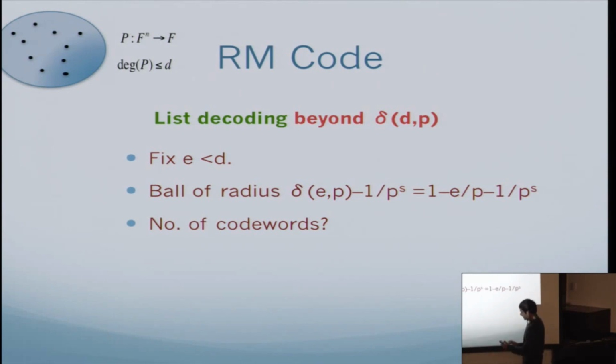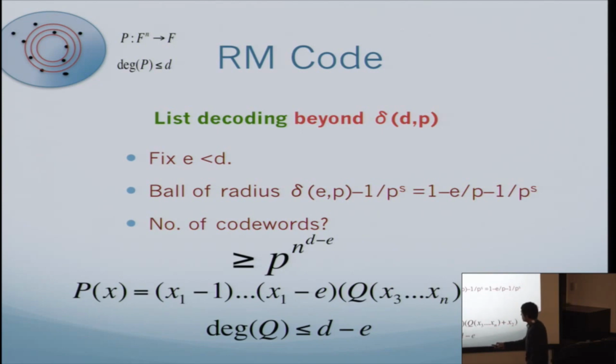Okay, so we saw what happens at 1 minus d over p, or the minimum distance of d comma p. But what happens if I increase the size of the ball? What if I want to know how many code words are in a larger radius ball? Fix some e less than d, and look at a ball of radius 1 minus e over p minus epsilon. Then how many code words do you have? You can actually show that you will have at least these many code words sitting in a ball of this radius.